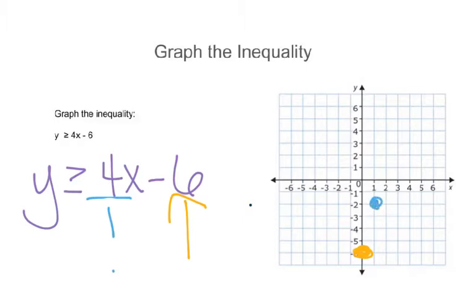And then I can come over and do my rise over run. It's a positive slope, so it's going uphill. I'm going to rise 4 lines and run over 1.